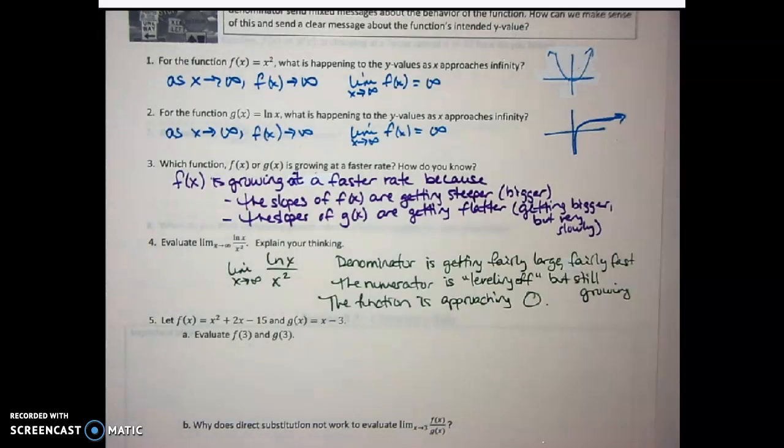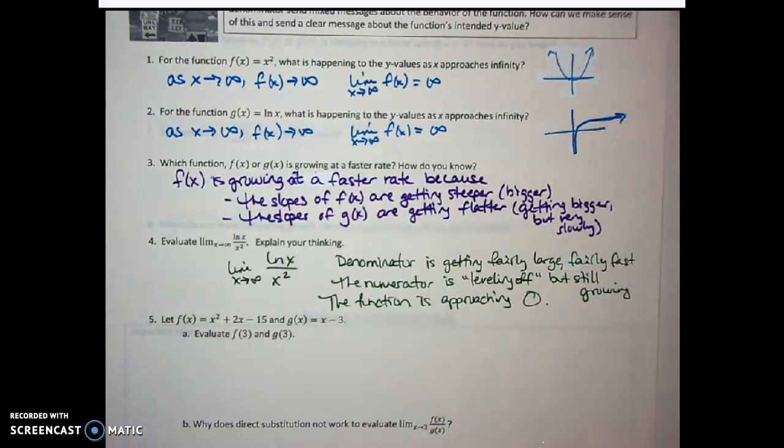If you think about this the way we were thinking about things back in Algebra 2, the denominator, x squared, is getting fairly large fairly fast, whereas the numerator is just leveling off. Therefore, the ratio of the numerator to the denominator is much smaller than the numerator. Therefore, the function is actually approaching 0. You could put the function natural log of x divided by x squared into your graphing calculator and verify that.